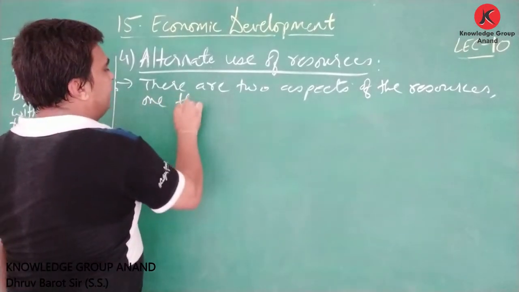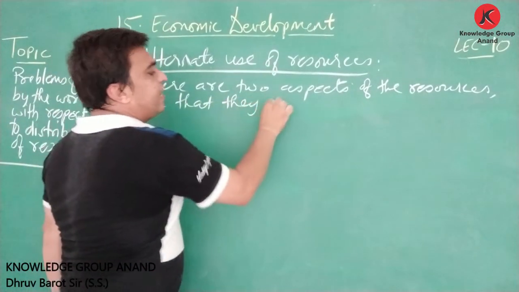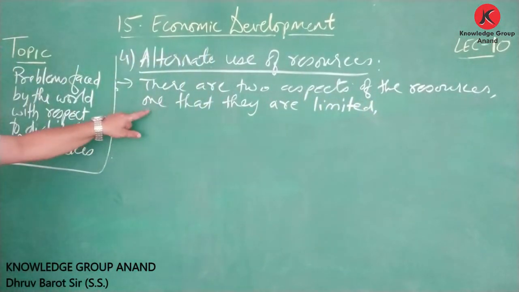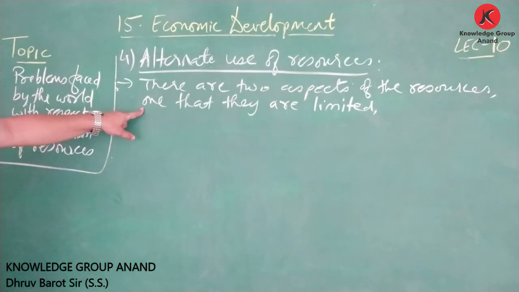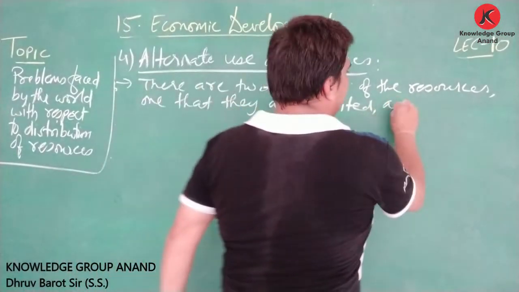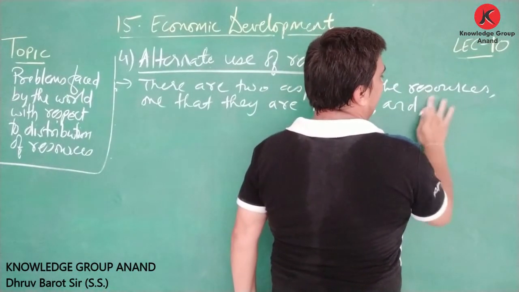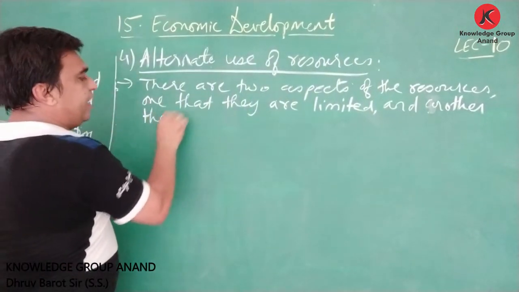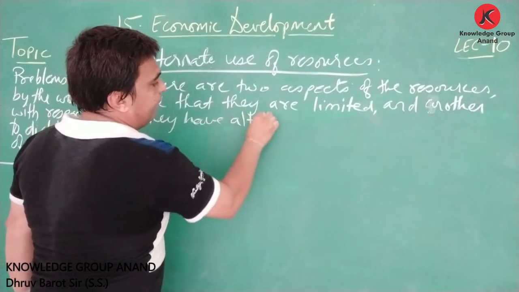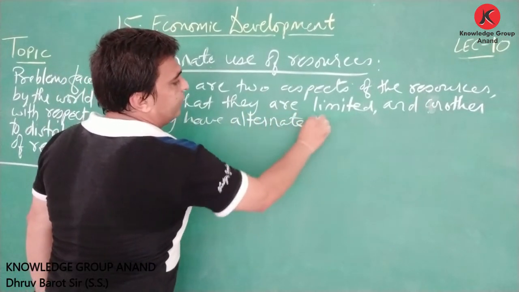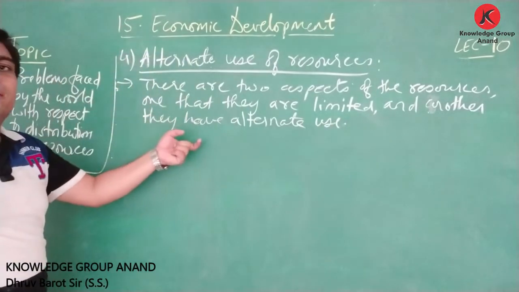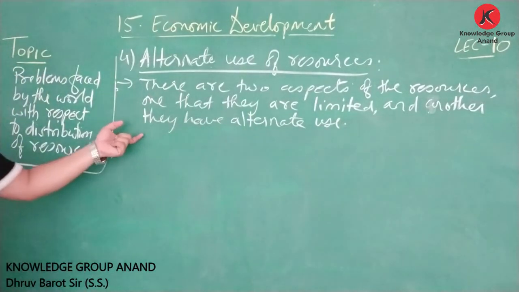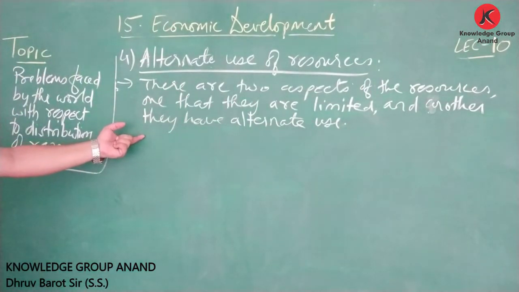The first one is that these resources are limited, and second, they have alternate use. Here it is said there are two aspects of resources. One, they are limited, and the other, they are of alternate use.